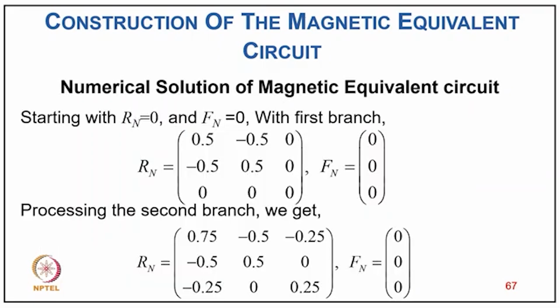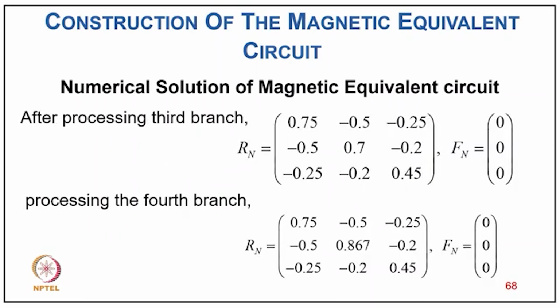Now starting with Rn equal to 0, Fn equal to the first branch, Rn equal to 0.5, minus 0.5, 0, then minus 0.5, 0.0, and 0, Fn equal to 0, 0. And processing the second branch, we get Rn equal to 0.75, minus 0.5, minus 0.25, minus 0.5, 0.5, minus 0.25, 0 and 0.25, and F equal to 0, 0. And after processing the third branch, Rn equal to 0.75, minus 0.5, minus 0.25, minus 0.5, 0.7, and minus 0.2, and then minus 0.25, minus 0.2, and minus 4, Fn equal to 0.